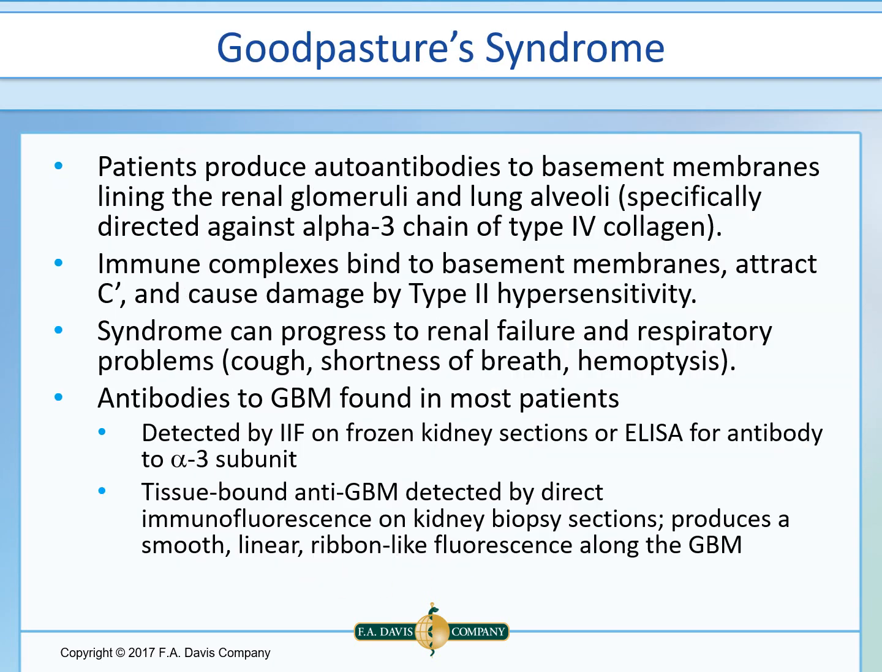The last organ-specific autoimmune disorder we'll discuss is Goodpasture syndrome. In this syndrome, patients produce autoantibodies to basement membranes lining the renal glomeruli and also the lung alveoli. Immune complexes then bind to the basement membranes and attract complement, causing damage by a type 2 hypersensitivity reaction. As we've seen in our urinalysis class, this syndrome can progress to renal failure, and it could also result in respiratory problems such as cough, shortness of breath, and coughing up blood.